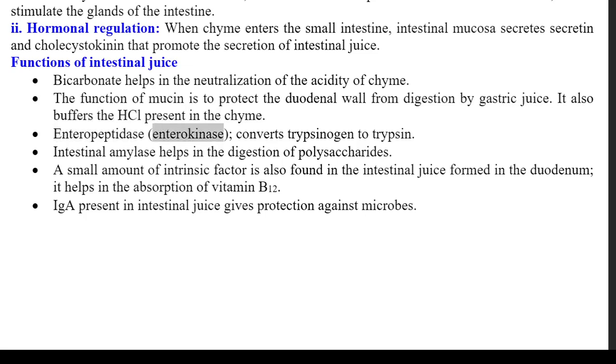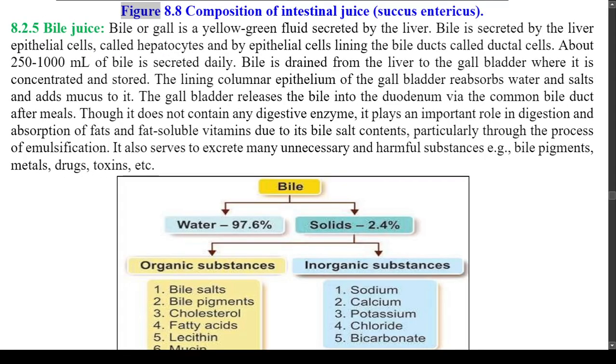Enteropeptidase, enterokinase, converts trypsinogen to trypsin. Intestinal amylase helps in the digestion of polysaccharides. A small amount of intrinsic factor is also found in the intestinal juice formed in the duodenum. It helps in the absorption of vitamin B12. IgA present in intestinal juice gives protection against microbes. Figure 8.8 Composition of intestinal juice, succus entericus.